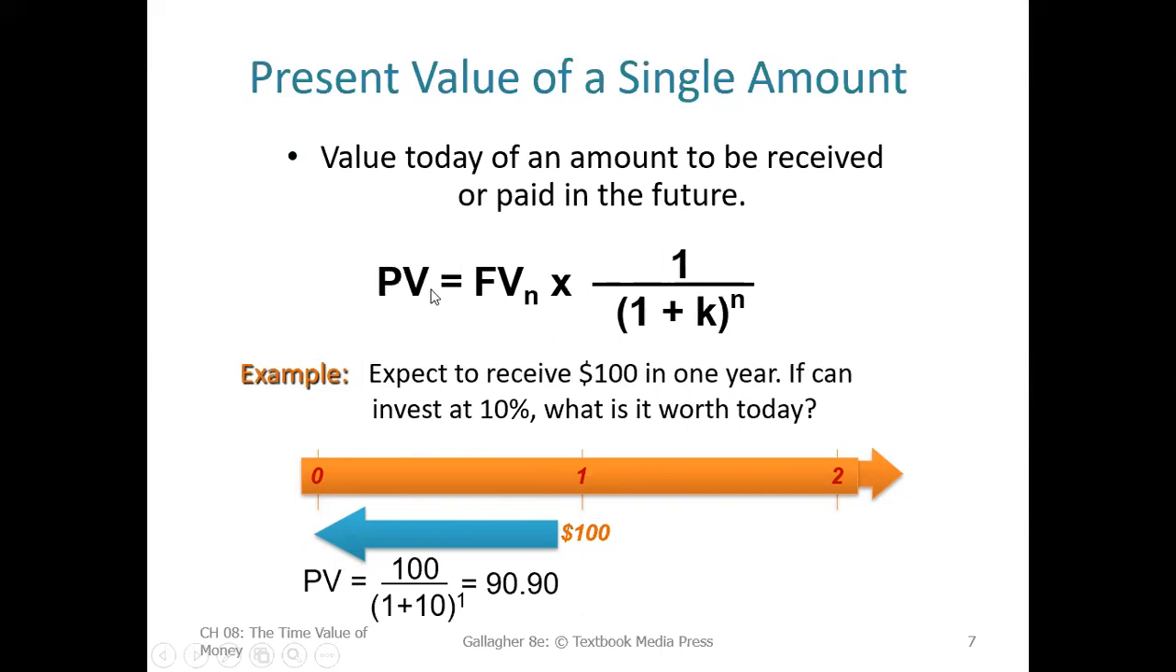Okay, so you can see the present value on the left-hand side of the equation is going to be the future value times 1 divided by 1 plus k raised to the power of n. Similar to that, when you're moving the future value on the top to the numerator, it is going to be the future value divided by 1 plus the interest rate.